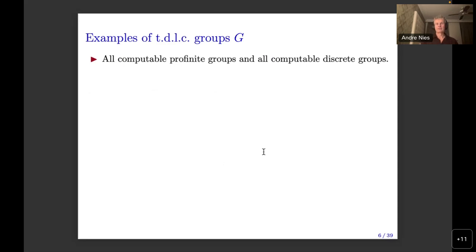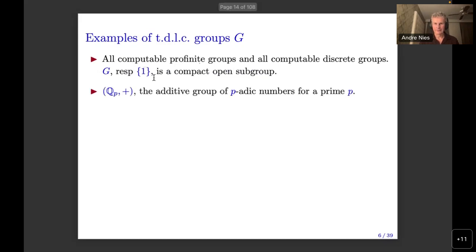So here are some examples. Sorry, these are actually examples of computable TDLC groups already, which I haven't defined yet. I meant to take this out of the slide. So just forget computable for now. All profinite and all discrete groups are TDLC, where G itself or the trivial subgroup are the compact open subgroups given by van Dantzig. The p-adic numbers, Z_p is the compact open subgroup.